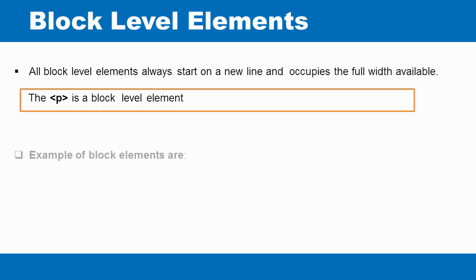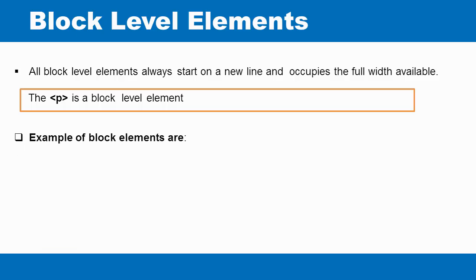Other example block elements include a div. A div basically is a division of a web page. When you section out a part of a web page, that is known as a div. So a div is a block level element. H1 to H6 is also a block level element, and the paragraph, which we've already covered, is also a block level element. What is an inline level element?